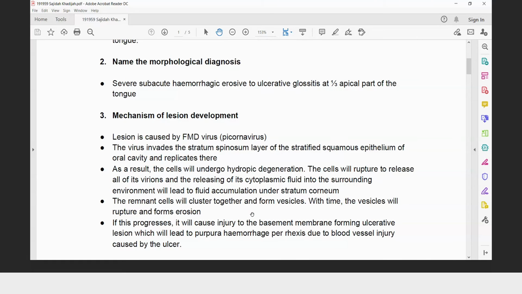Then the vesicle ruptures. When the vesicle ruptures, it also damages the stratum corneum. Then they form an erosion, correct? Then it progresses to injury of the basement membrane, ulcerative, they get hemorrhage, it's perfect. Okay, so what is missing only? How actually the virus enters into the cell.